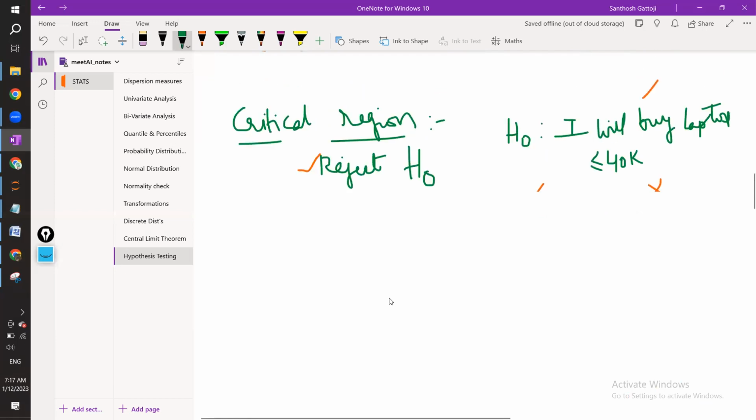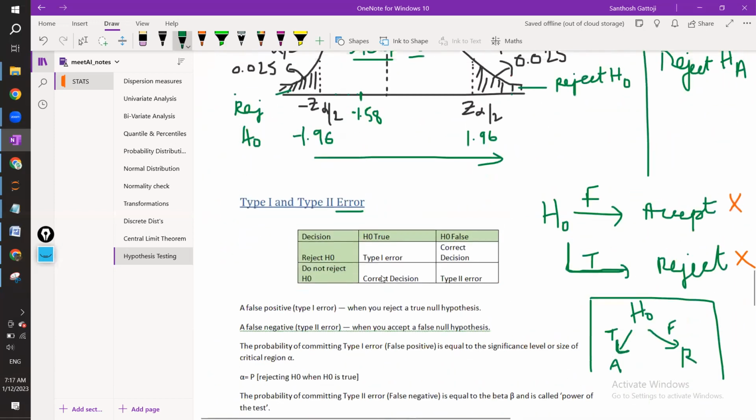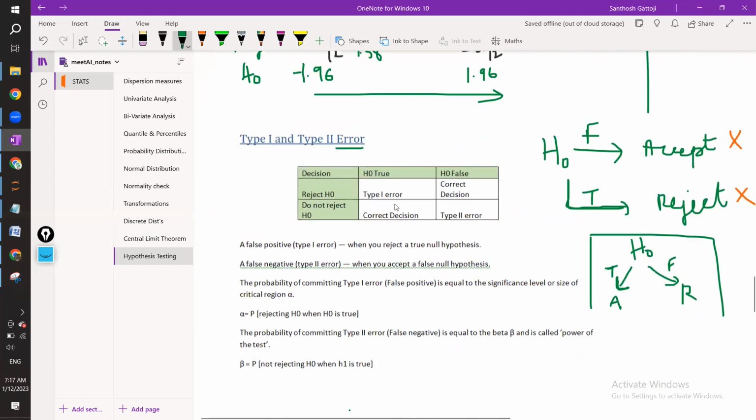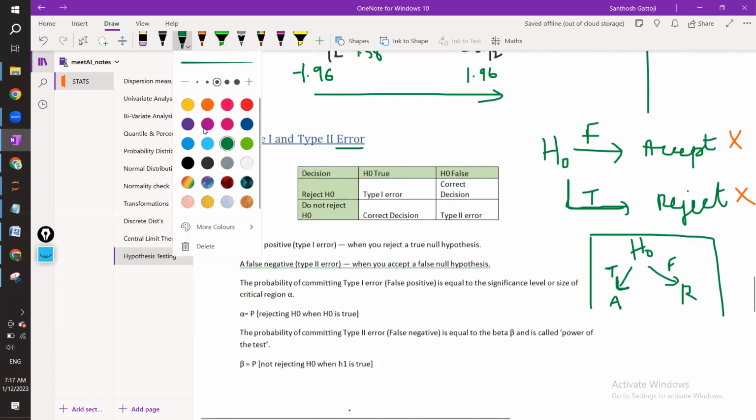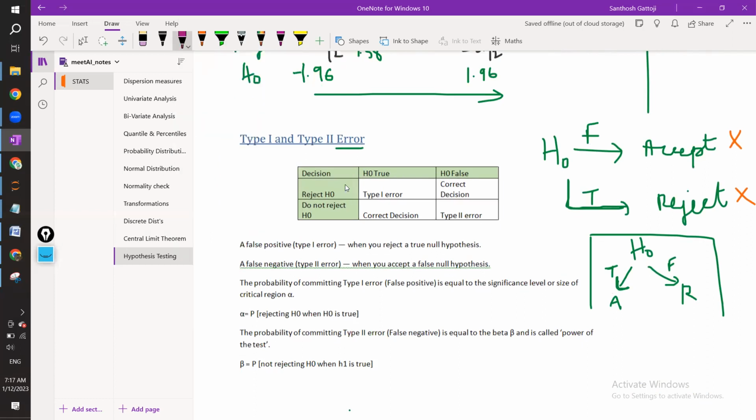So now coming over here, there are two types of errors, as we have seen. Let me take some nice pen. See, actually the null hypothesis is true in this scenario, and in this scenario the actual null hypothesis is false. If you are rejecting the actual true null hypothesis, that is an error. But before that, we will see the happy cases.